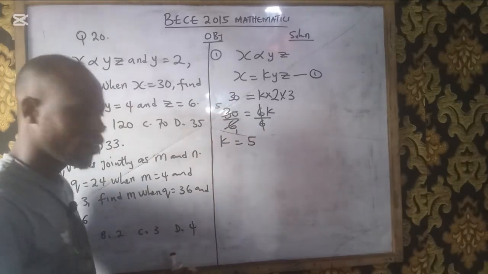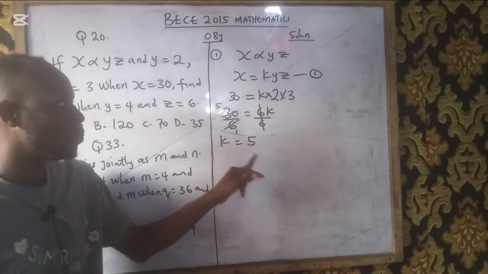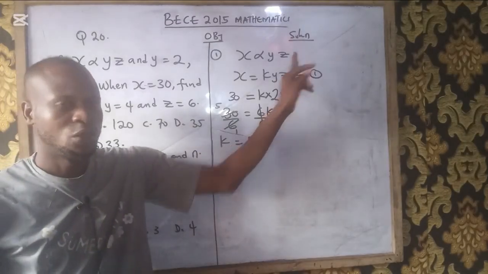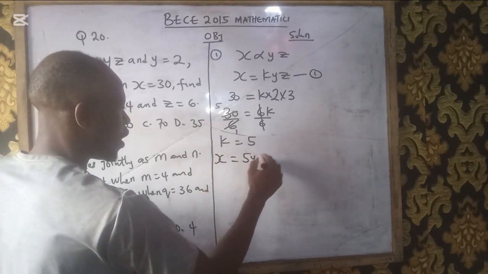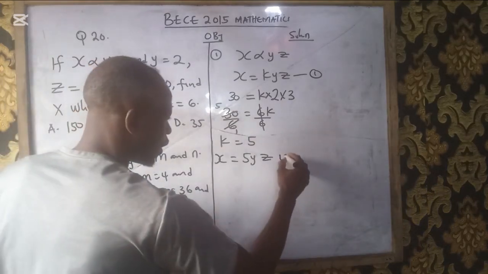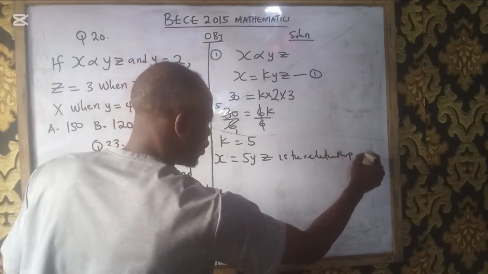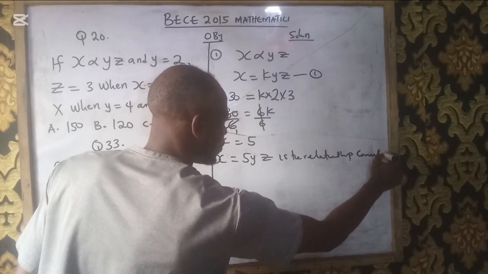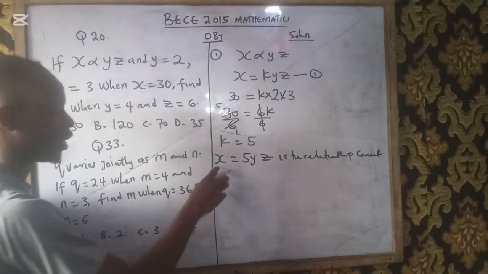After getting the value of k, what are you supposed to do? The next thing is to replace this value of k back into equation 1. If I do that, I should have x equals 5yz. This particular one is referred to as the relationship, or formula, connecting them. You can either call it relationship or formula connecting x, y, and z.